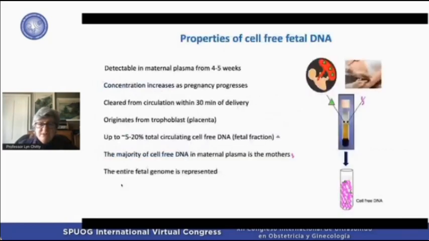Just to remind you about the properties of cell-free DNA, fetal DNA comes from the placenta from about 4 weeks gestation. The concentration increases as pregnancy progresses, but because it's cleared from the circulation within about 30 minutes of delivery, it's pregnancy specific. So this is genomic material that we can use for prenatal diagnosis of the unborn baby. Very importantly, fetal circulating DNA, cell-free fetal DNA, only accounts for the minority of circulating cell-free DNA in the mother's blood. The majority, of course, is hers. And this means that diagnosing things inherited from the mother can be more complicated.